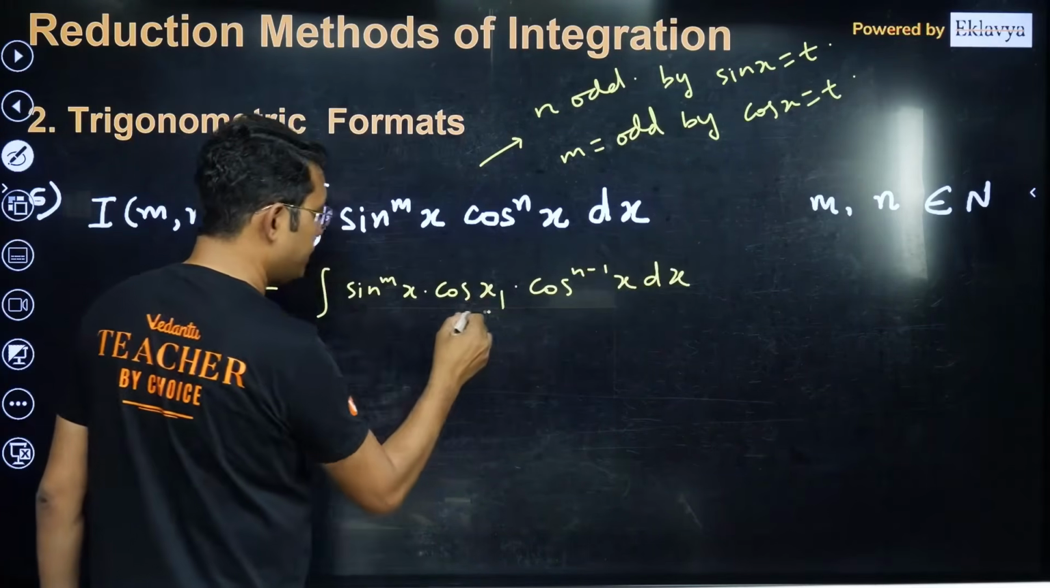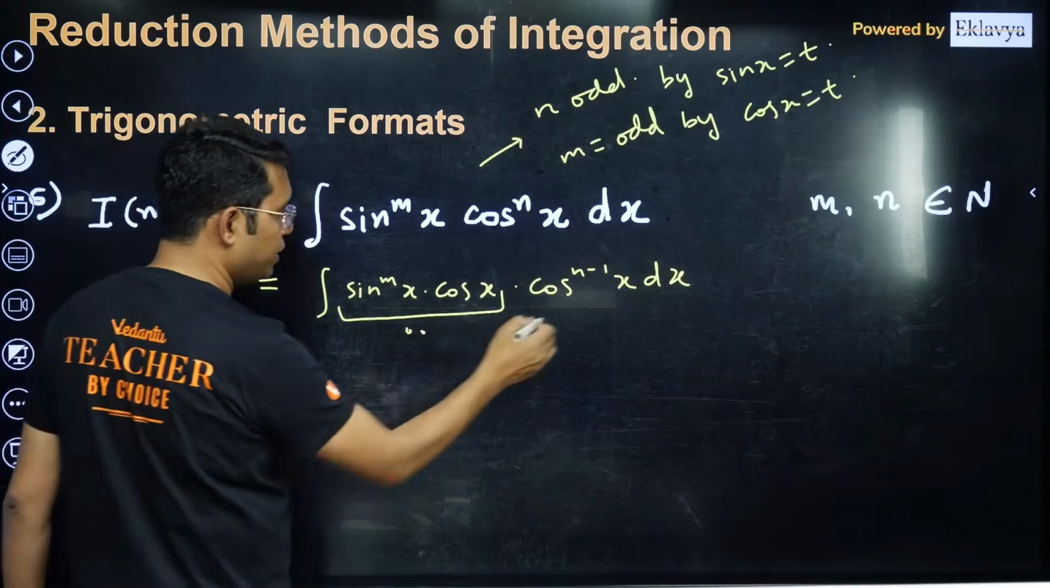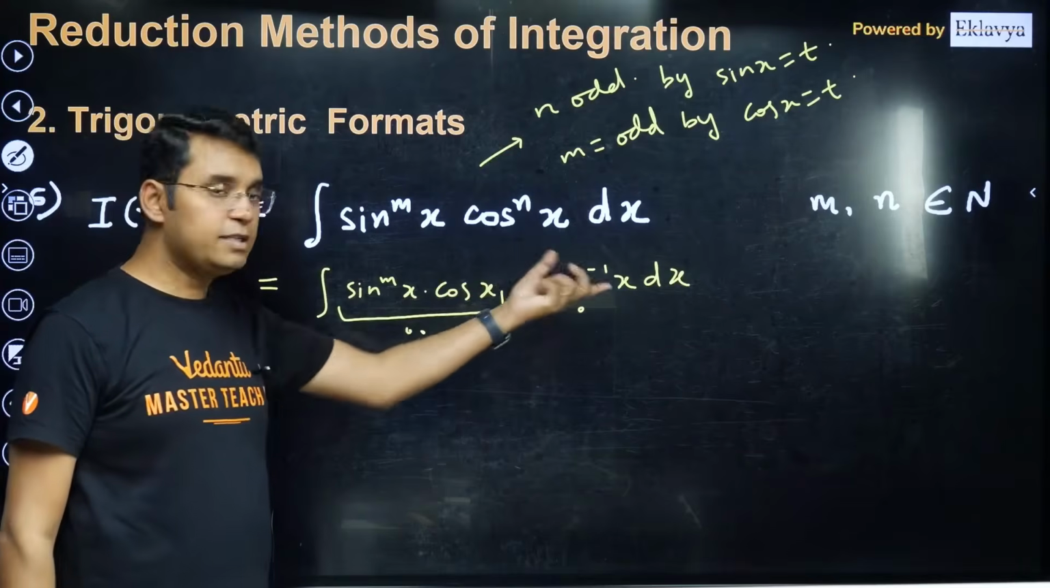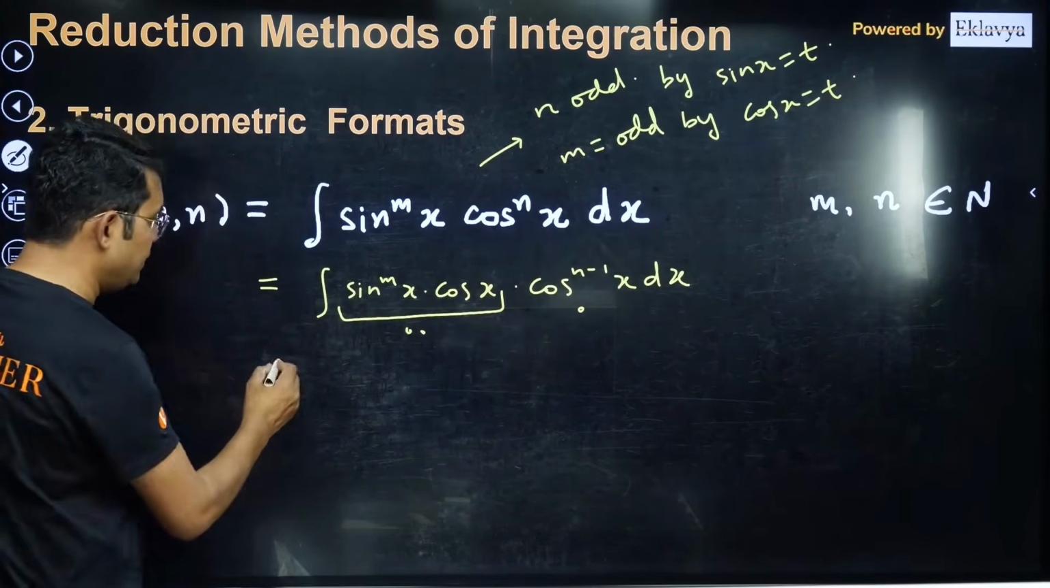Now you can see, if I take this as a second function, we can do the integration easily, because taking sin x as t, cos x dx will become dt. So this integration is very easy.